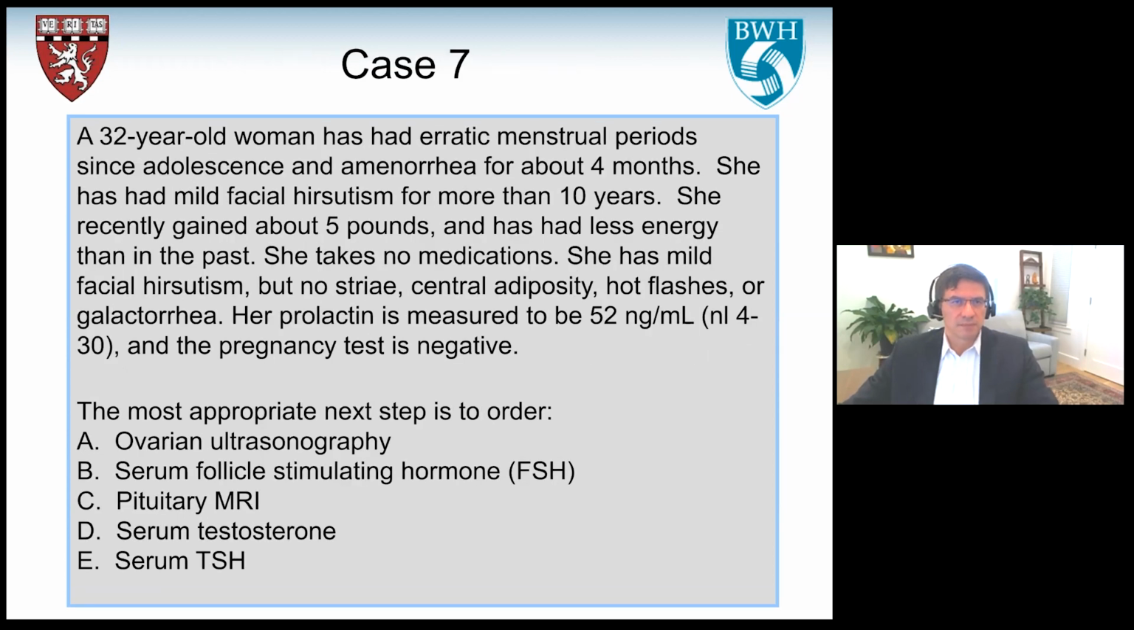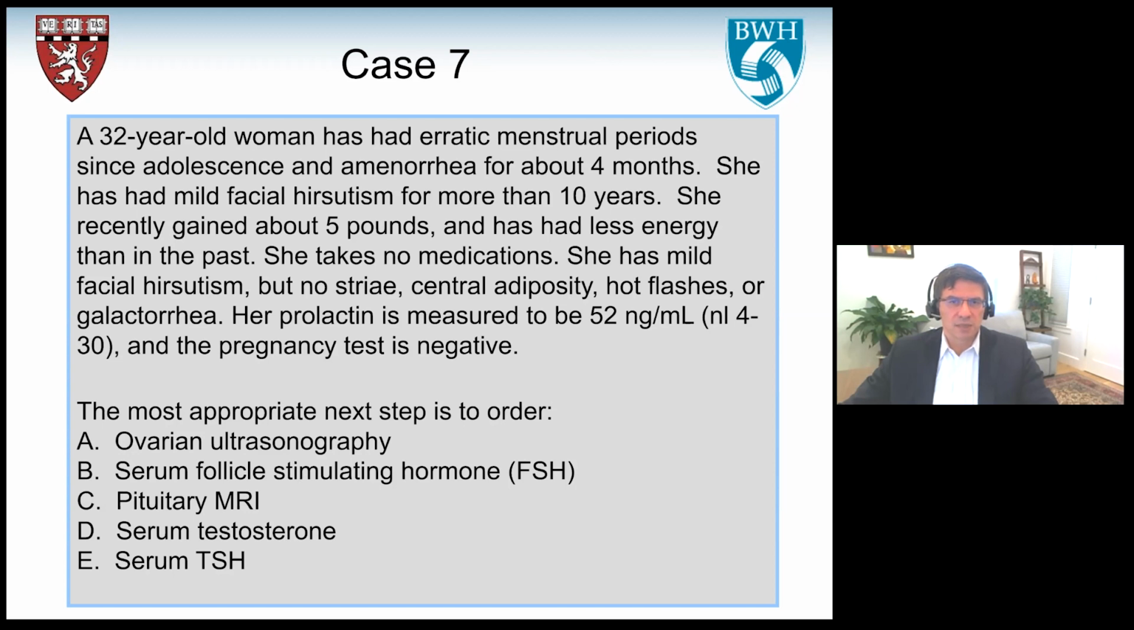Case 7. A 32-year-old woman has had erratic menstrual periods since adolescence and amenorrhea for about 4 months. She has had mild facial hirsutism for more than 10 years. She recently gained about 5 pounds and has had less energy than in the past. She takes no medications. She has mild facial hirsutism but no striae, central adiposity, hot flashes, or galactorrhea.